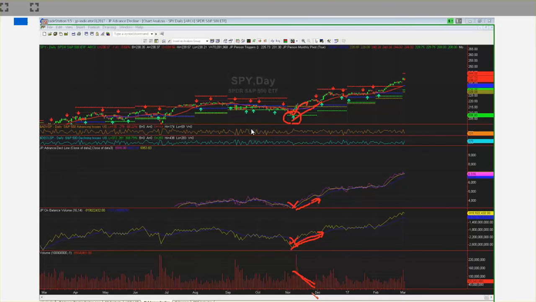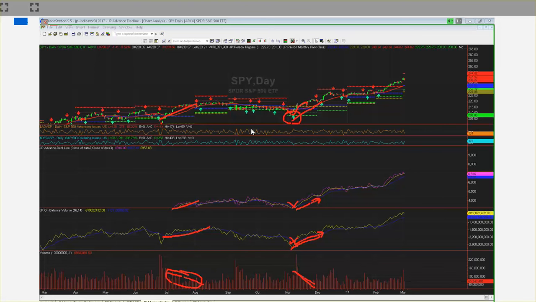Same thing can be said over here last summer. Market's going up, breadth's going up, price goes up, and this gives people a false sense of security. It's happened a lot in the last few years.